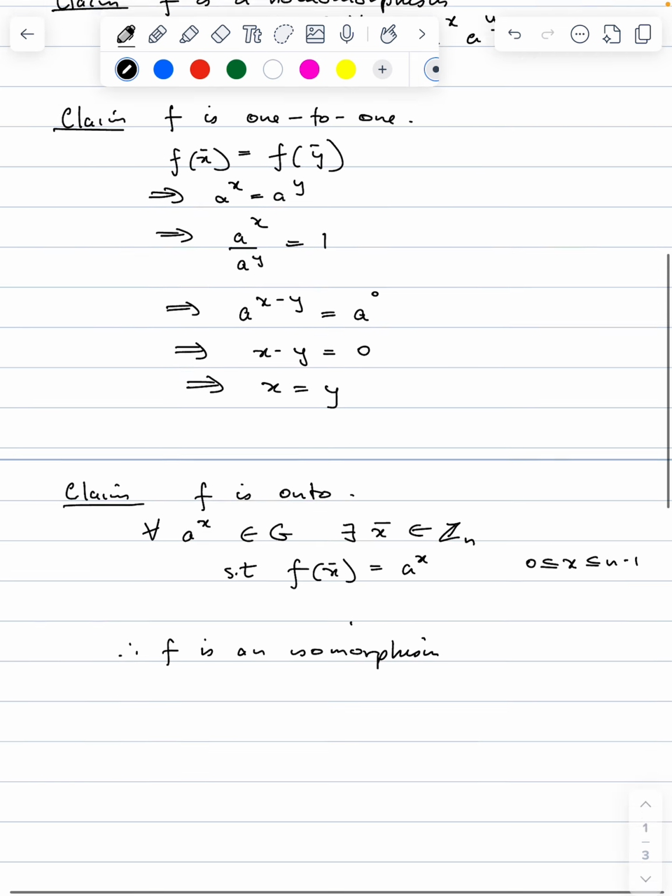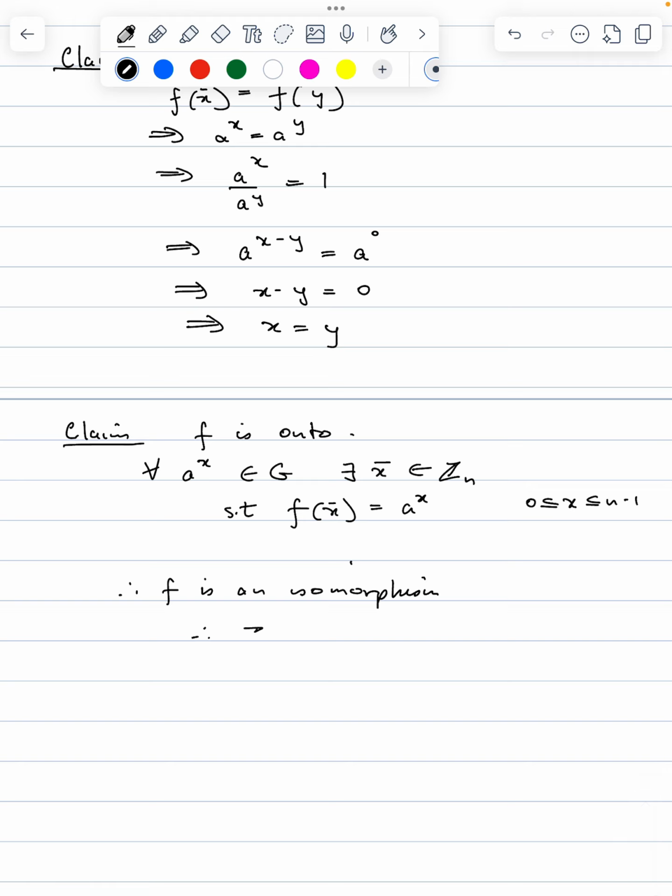And that means Zn is isomorphic to G. That's the end of the proof.